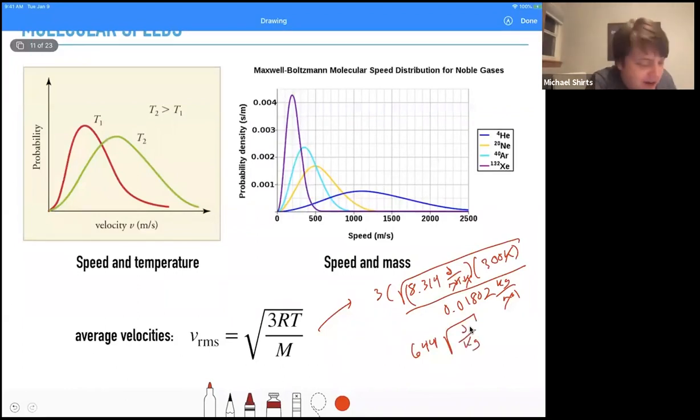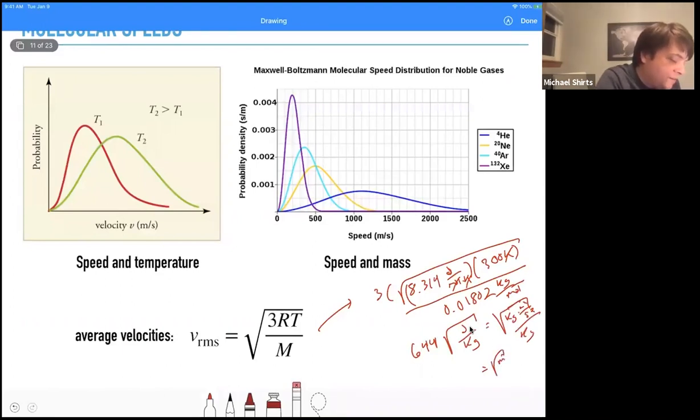Now that looks a little scary until we remember that the square root of a unit, that's going to be a problem. Until we remember that a joule is a kilogram meter squared per second squared divided by kilograms. So that just gets the square root of meter squared per second squared, which is meters per second. So we get a result that is indeed in the right units.